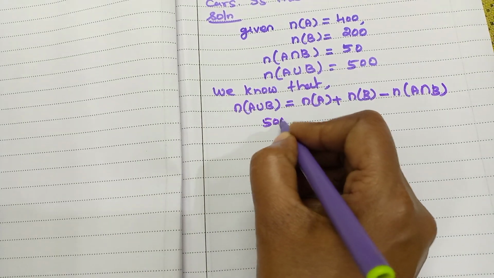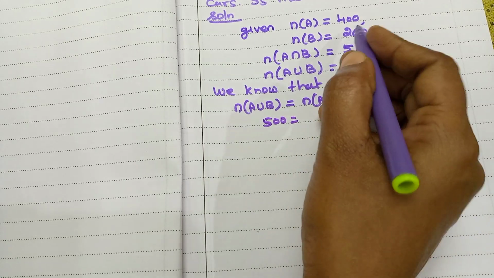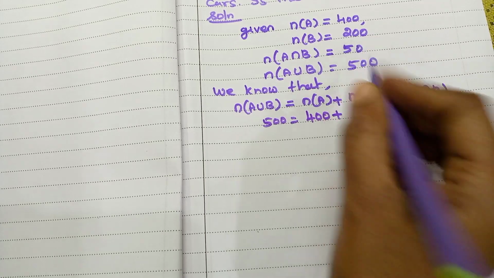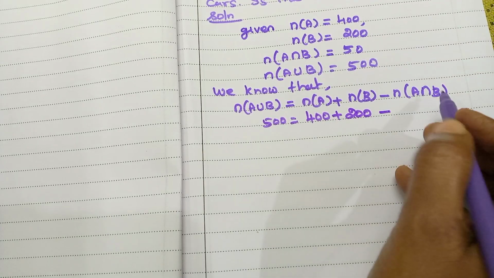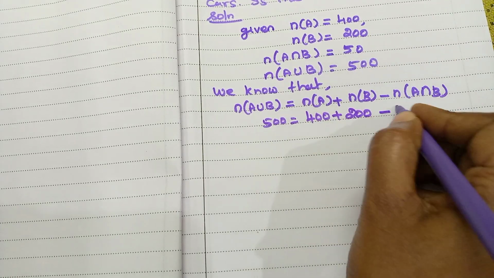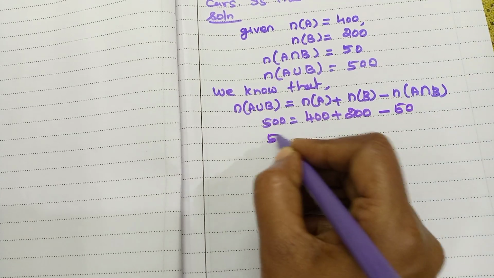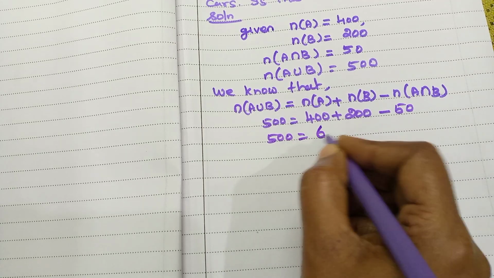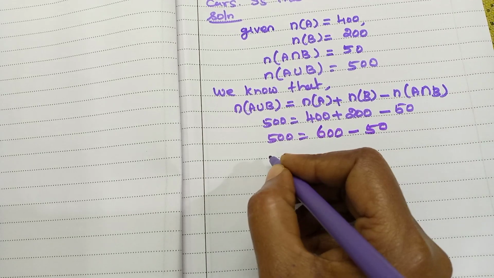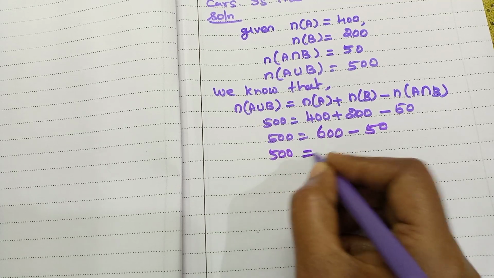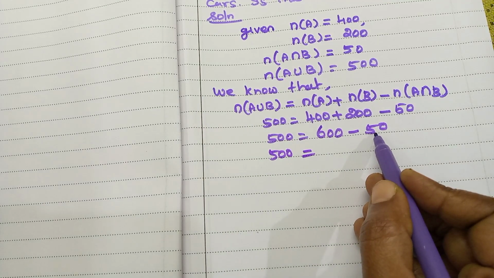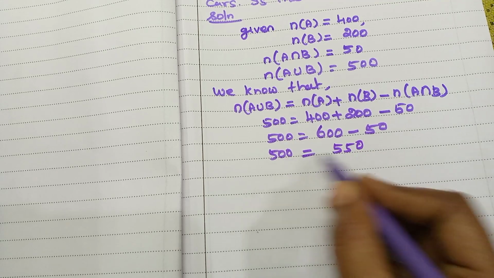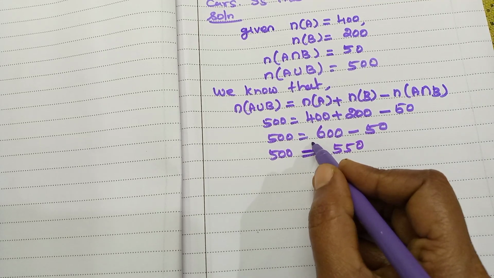500 is equal to, what is n of A? 400. Plus what is n of B? 200. Minus what is n of A intersection B? 50. Now 500 is equal to 400 plus 200 is 600 minus 50. Now 500 is equal to 600 minus 50, which is 550. Is it the same on both sides? No. So not equal.